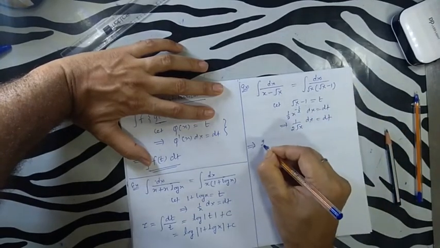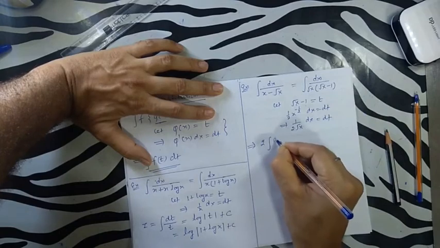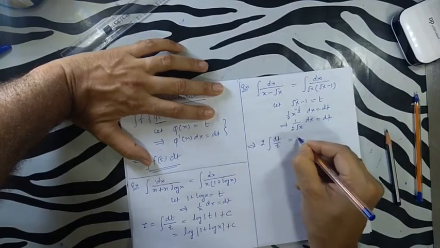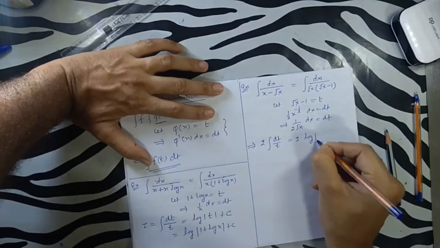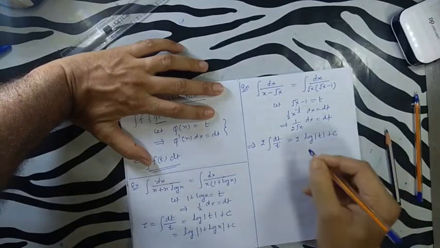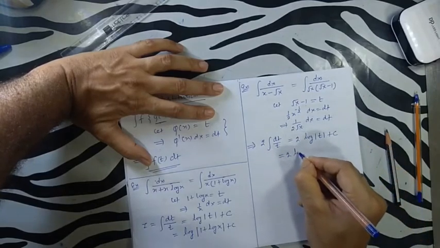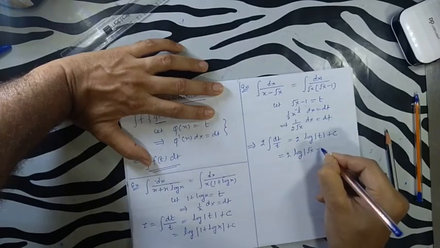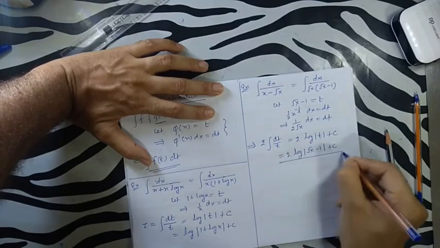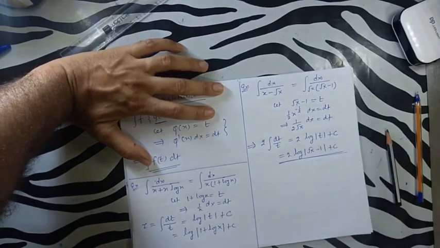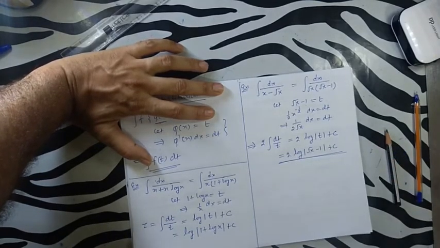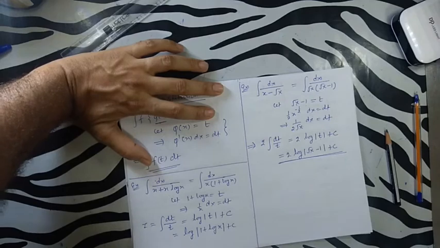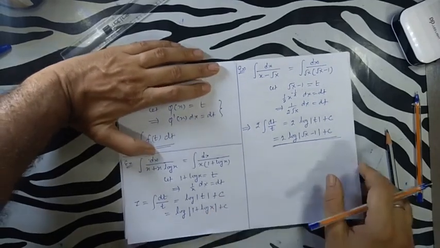So take 2 outside as it is a constant. Dt upon t becomes 2 log t plus c, that is equal to 2 log, and the value of t is under root x minus 1 plus c. Yes, c is the constant of integration. Now take some more examples.